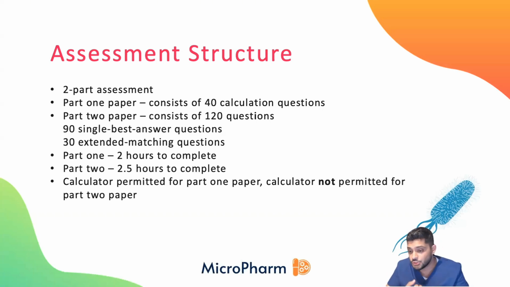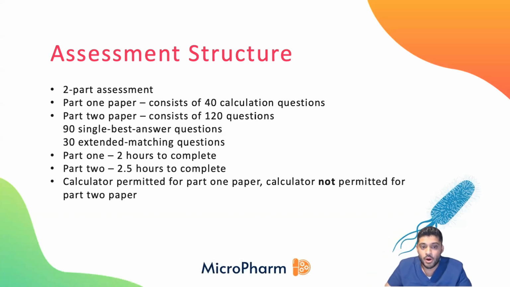So there's 2 papers. There's part 1, where you've got 2 hours to complete it. It consists of 40 calculation questions. Are the answers for those questions multiple choice or free text? Yes, they're free text, so you have to write out the answers for those 40 questions.